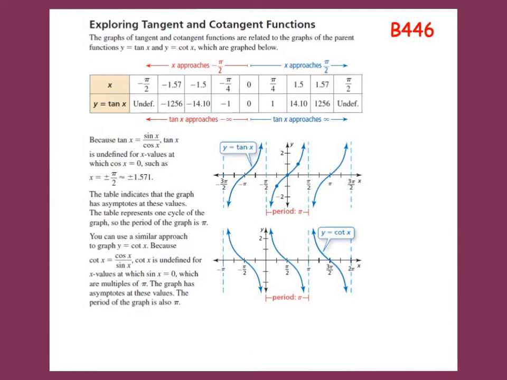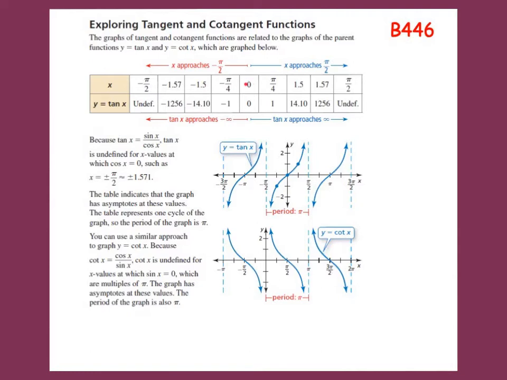As you can see, we already graphed the tangent function, but we haven't done the cotangent function yet. The graphs of the tangent and cotangent functions are related to the graphs of the parent functions y equals tangent x and y equals cotangent x, which are graphed below. If you look at the table of values, this is pretty much the same table of values that we created in our first graph for the tangent function.